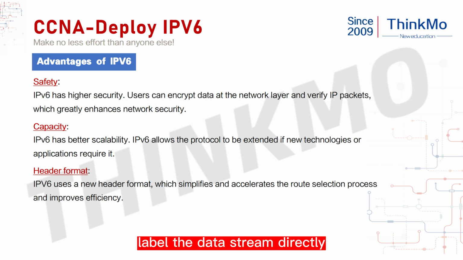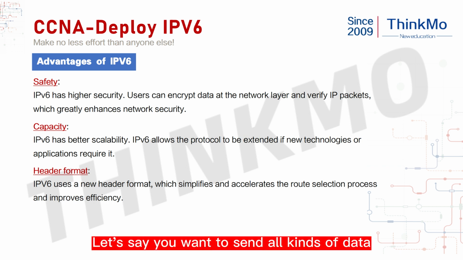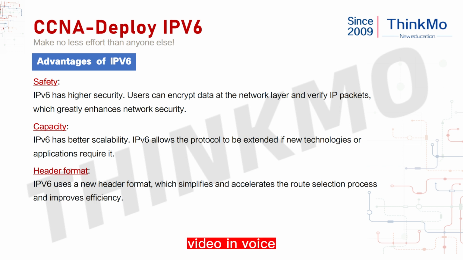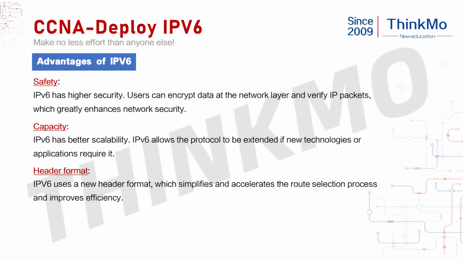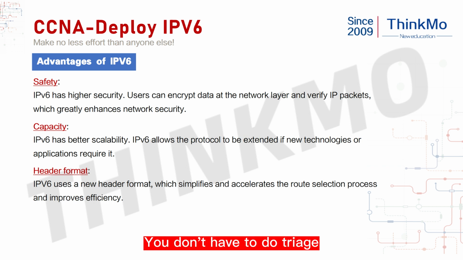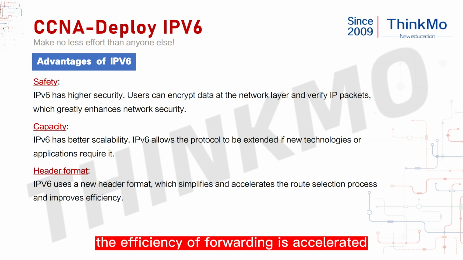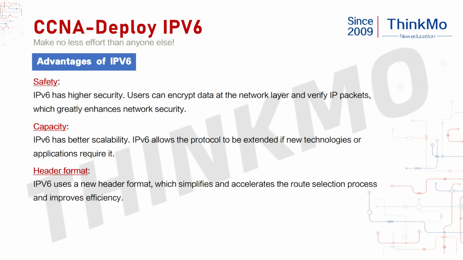The flow label can be set on the source end, labeling the data stream directly. Let's say you want to send all kinds of data, video and voice, and there's some other data on the internet. So it's much easier for the devices in the middle to divide them. You don't have to do classification, and the efficiency of forwarding is accelerated.